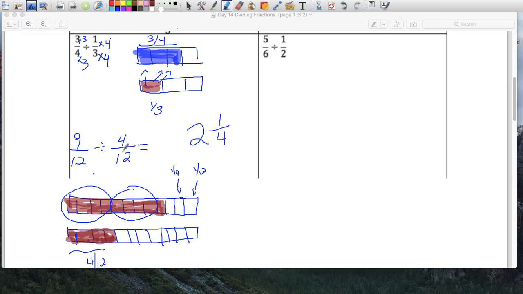So let me prove it now doing it this way. 9/12 divided by 4/12. Our denominators are the same. When the denominators are the same, our units are the same. We can just cross them out and rewrite this as 9 divided by 4, which written as a fraction is 9 over 4, same thing. And if I change 9/4 to a mixed number, guess what it becomes? 4 goes into 9 2 times. How many left over? 1 over 4.